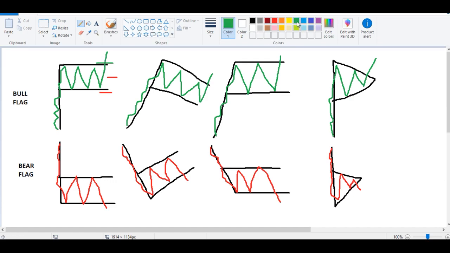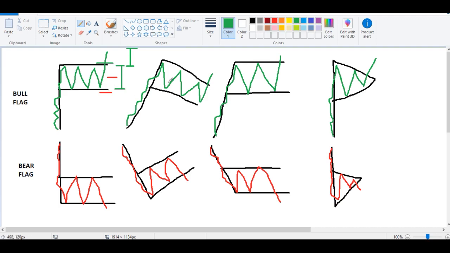And what is my target? My target is the distance of this flag, this area. So I will add this portion towards the upside and that will be my target, this distance.